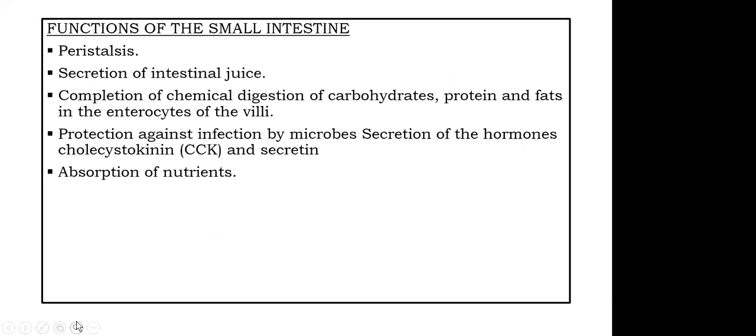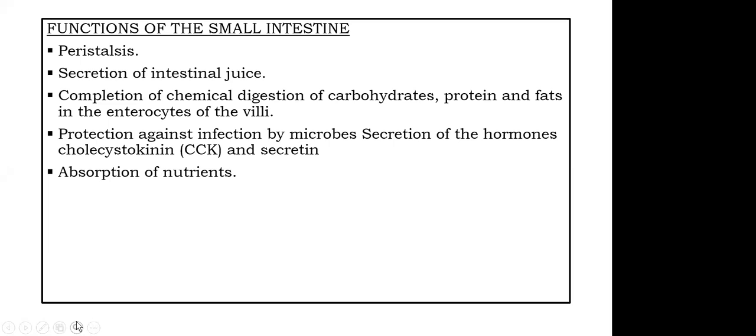And the chemical digestion of carbohydrates, proteins, and fats is completed in the enterocytes of the villi, and there will be protection against infection by the microbes that have survived the antimicrobial action of the hydrochloric acid in the stomach. Usually hydrochloric acid will kill the microbes, but there will be some acid-labile ones which are not killed in the stomach, that will be killed here. So there will be protection against infection.